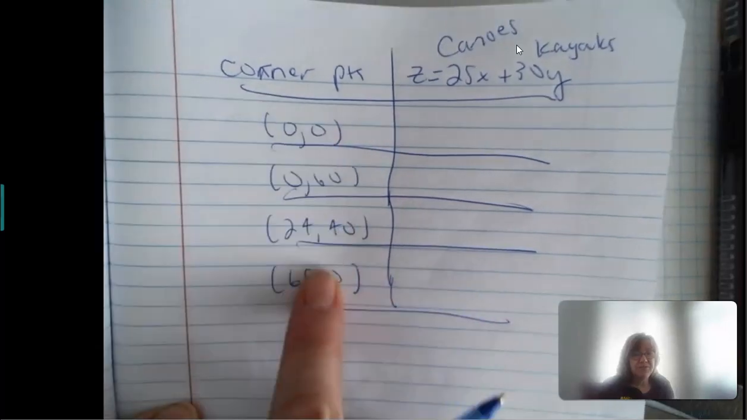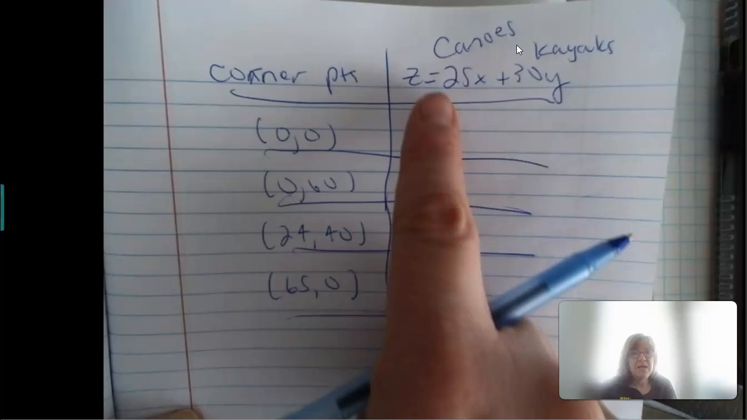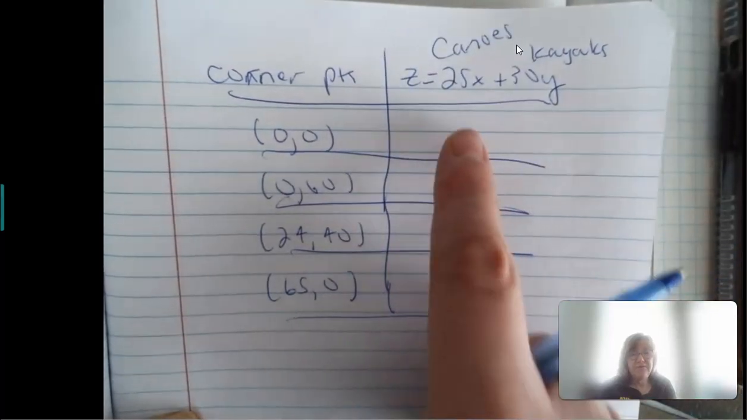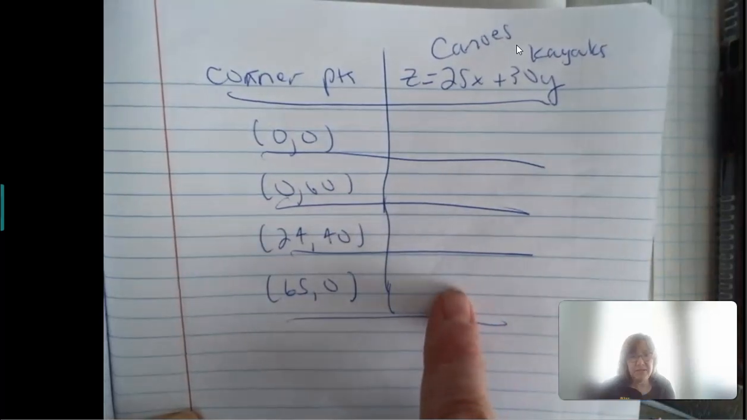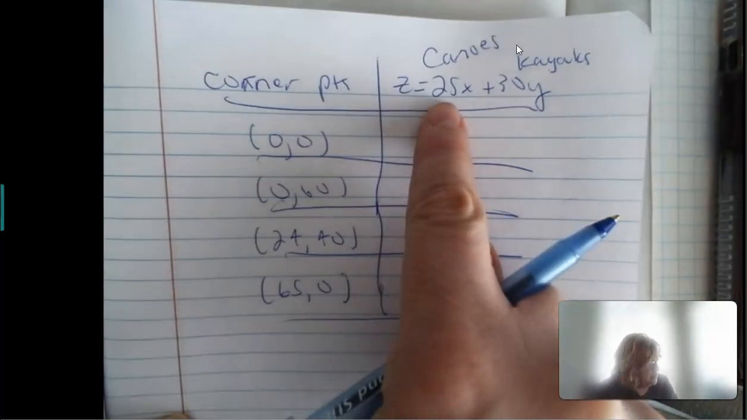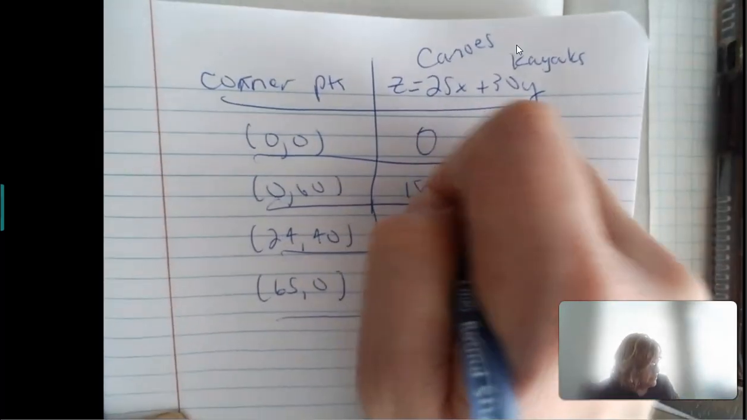All right, so the next thing, now we're ready to use our Z. So we have these 4 points that I just read off. We're going to put them in our chart for corner points. Then we're going to sub them in to 25x plus 30y and figure out what answers they give. Okay, so you're going to type in 0 plus 0, 0. If you do 0 for x and 60 for y, that's going to be 1800.